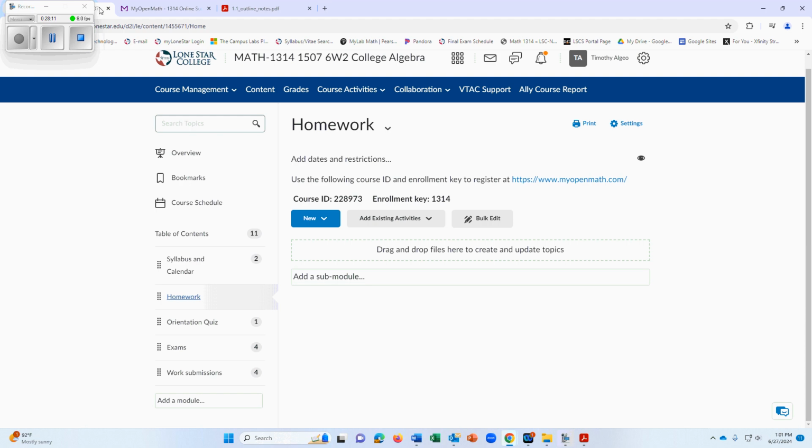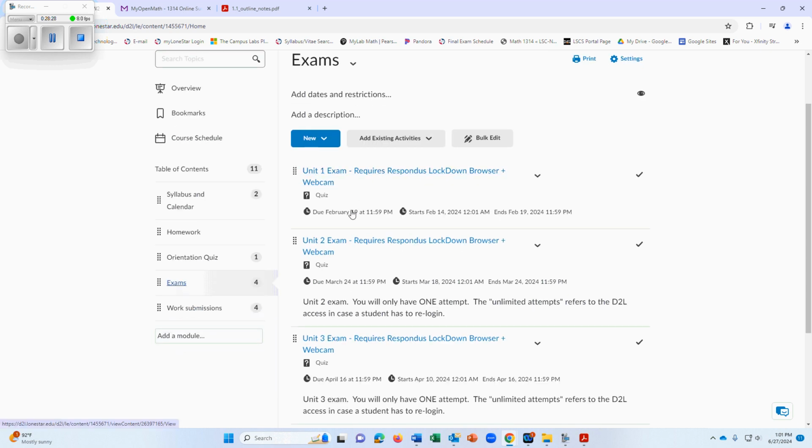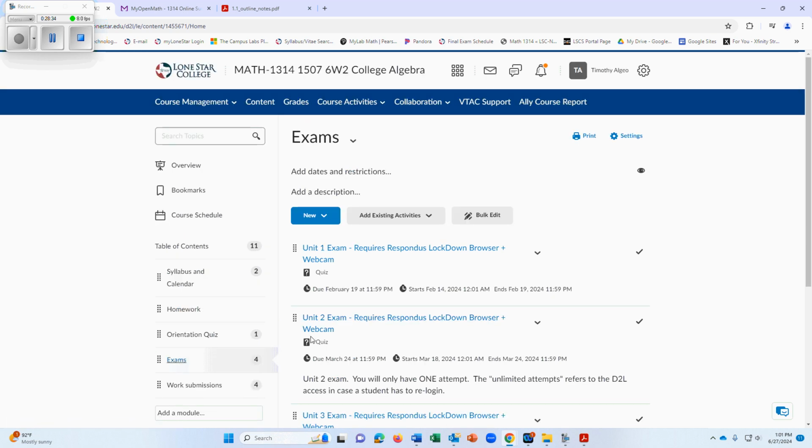Okay, so going back here, let's see. We've got the orientation quiz right here. If you click on that, here's your orientation quiz, and this will walk you through the protocol of testing. Now your exams here, I don't think I set the dates properly yet. These are from the spring, but anyways, it's going to be the same protocol to get through them.